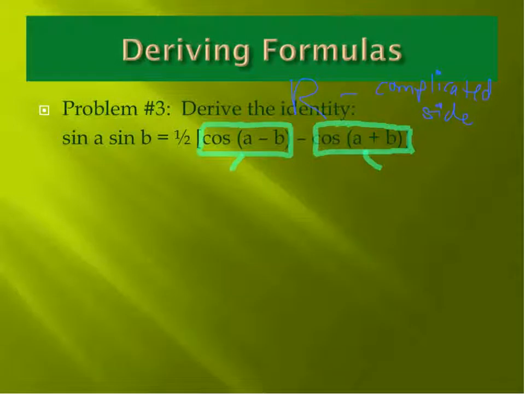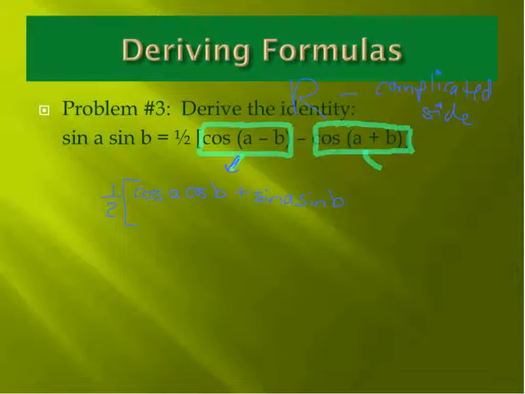So let's do that together. I still have that one half way out in front there. I'll worry about that later. Let's work on this A minus B first. That's going to give us cosine A cosine B plus sine A sine B. Any questions about step number 1?